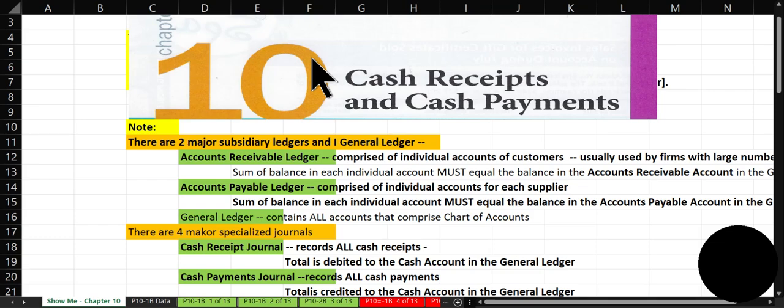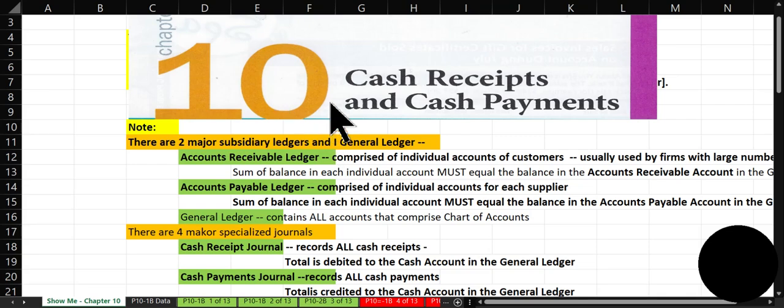Welcome to another chapter having to do with internal control, subsidiary ledgers, and specialized journals. The focus of chapter 10 is on the cash receipts journal. You will hear me refer to it as the CRJ, and the cash payments journal, abbreviated as CPJ.